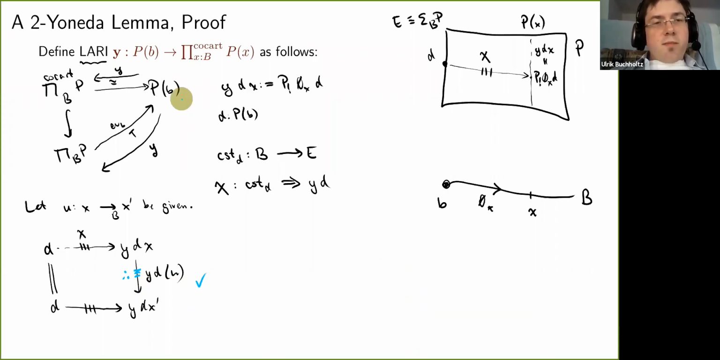So we have a map Y that takes values in co-Cartesian sections. And it's also the case that if you evaluate at B again, then you get D back. So it is a right inverse. It's a section of the evaluation.